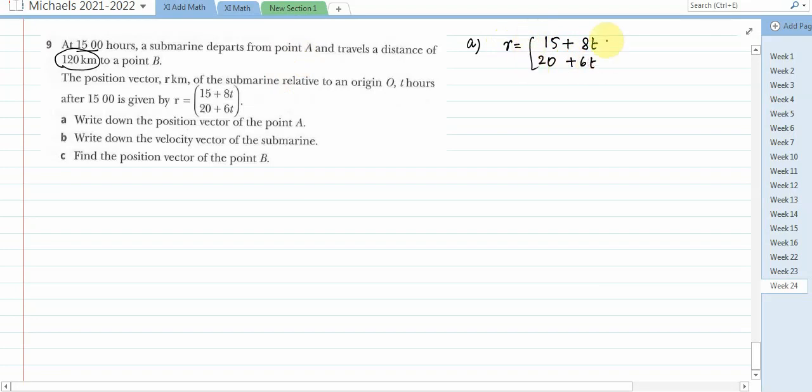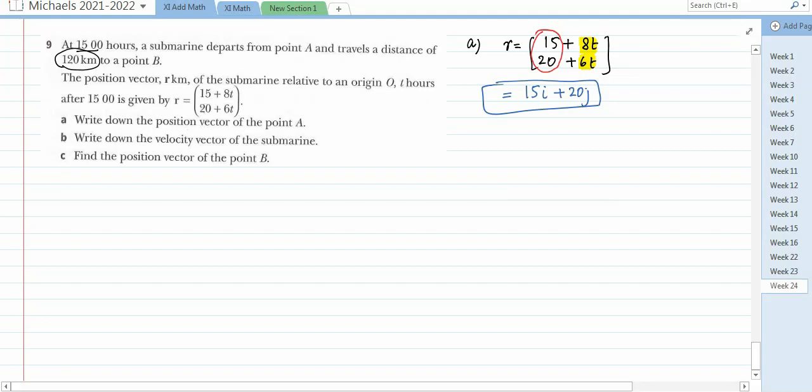Now we have attempted a previous question, so we know that this part is basically the displacement with respect to velocity, right? Velocity and time, it will be displacement. So the initial position, it will be this part only, right? Initial position, it will be this part. So for first part, position vector of point A, I can say that the position vector is 15i plus 20j. That is the initial position of submarine.